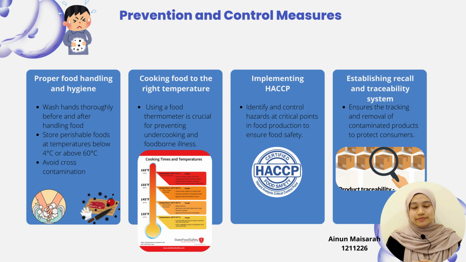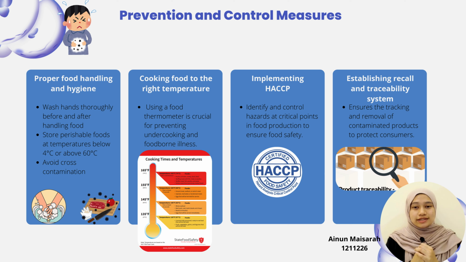The last part is the preventive and control measures to minimize the risk of bacterial toxins in food. Firstly, proper food handling and hygiene are essential. Wash hands for at least 20 seconds with soap and warm or cold water before, during, and after preparing food and before eating. Store perishable foods at temperatures below 4 degrees Celsius or above 60 degrees Celsius and avoid cross-contamination.